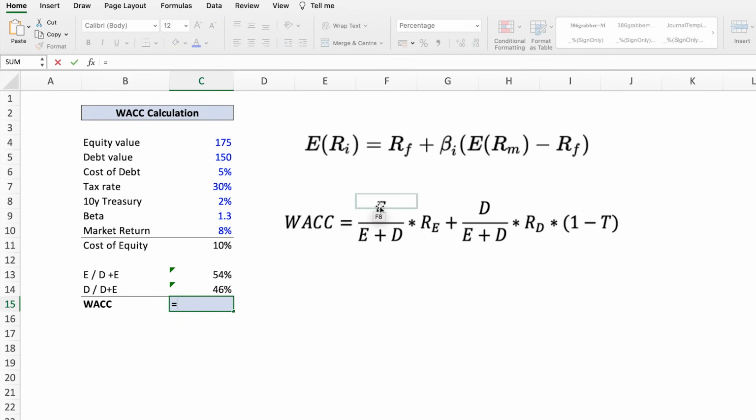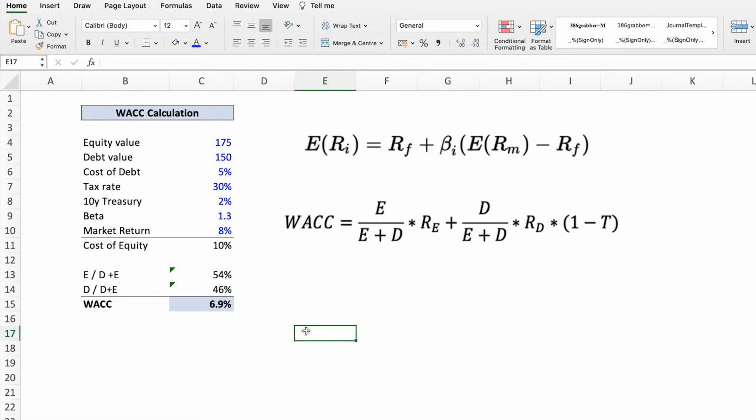So for the WACC, the equity over the debt plus equity is this one here, times the cost of equity. So that's right here, that's the one we calculated, plus the debt to total value proportion here, times the cost of debt. In this case, that's a 5%. And then we're going to multiply that, put it in brackets, 1 minus the tax rate. The tax rate is the 30% here. Close that. That should give us the 6.9.